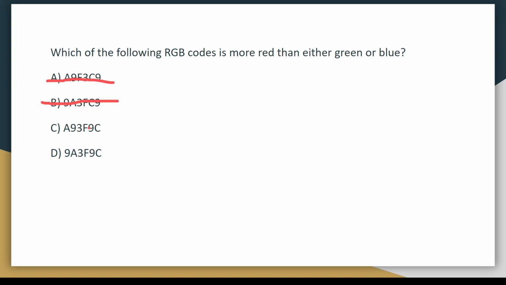And now D starts with 9, and the last one also starts with 9, so let's check that. Now we are looking at the second digit. Is A greater than C? No, it's not. So we can cross this off too. Now for C, is A9 greater than 3F? Yes, because it starts with A. The other one starts with 3. Is A9 greater than 9C? Yes, because it starts with A. That starts with 9, which is one less. So our answer is C. A9 is greater than both 3F and 9C.